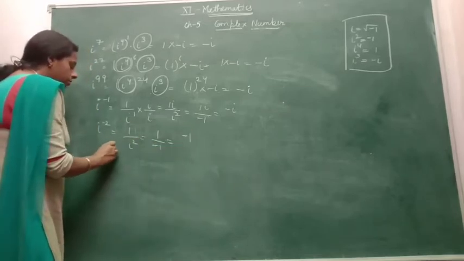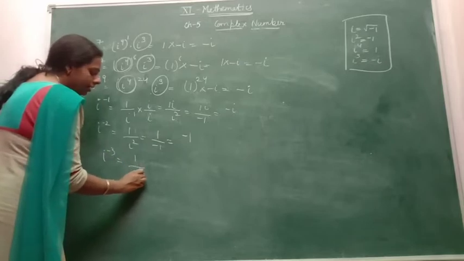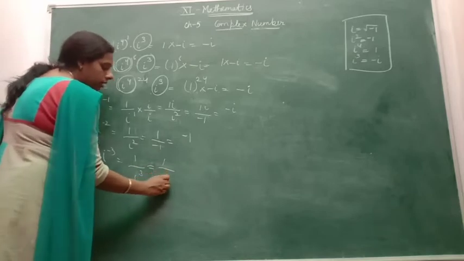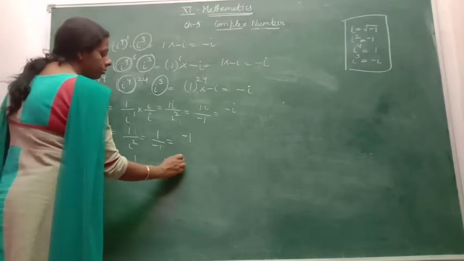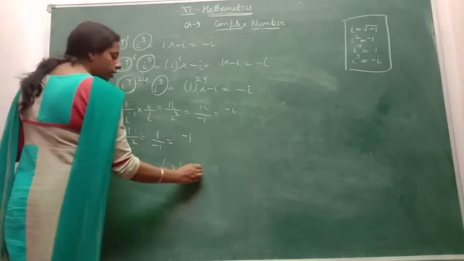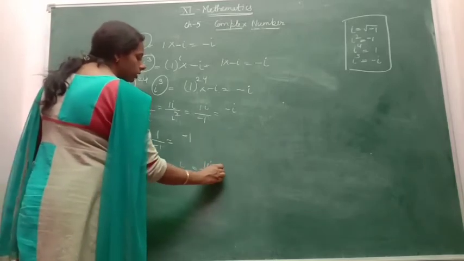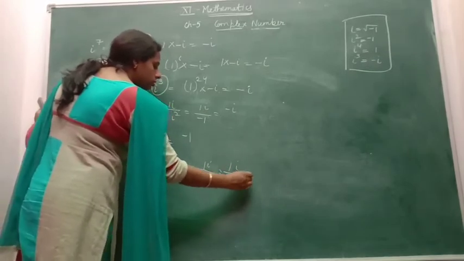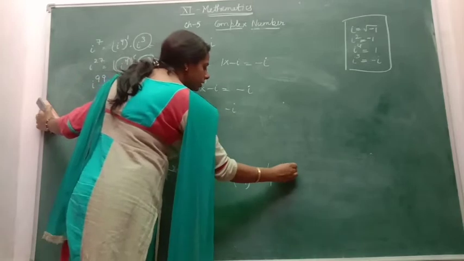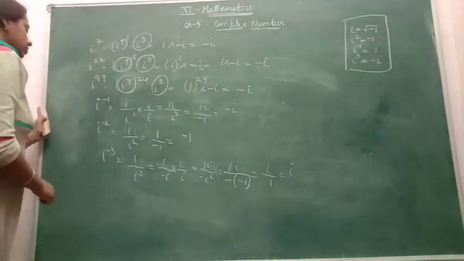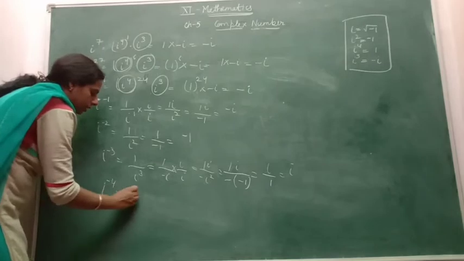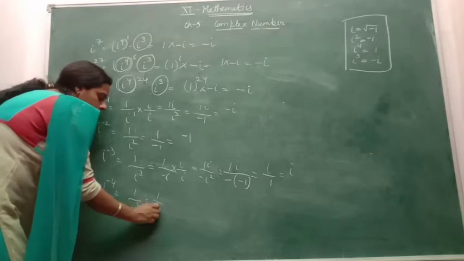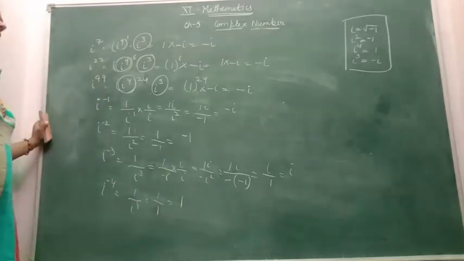The value of iota power minus 3 is 1 by iota power 3. You can put the value of iota cube here, that will be minus iota. Again iota can't be in the denominator part, so again rationalize. You will have 1 iota by minus iota square. So again put the value of iota square here, that is minus 1, so your answer will be iota by 1, that is iota. Clear? In this way, iota power minus 4 is 1 by iota power 4, and put the value of iota power 4, that is 1 by 1, so your answer will be 1.